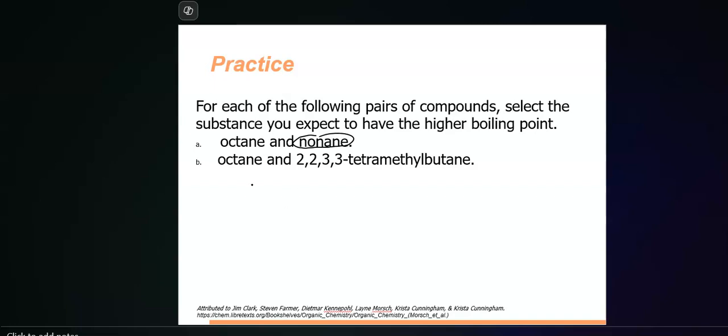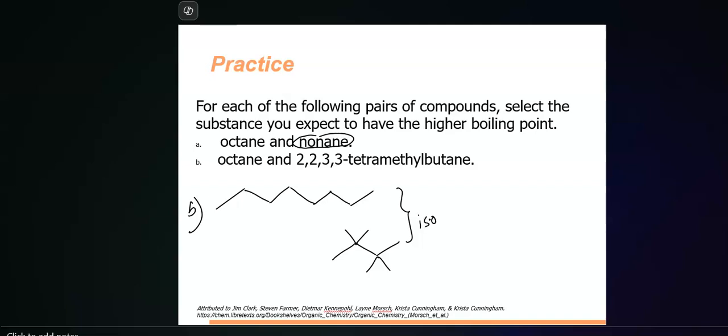In this next one, we have octane, which is 1, 2, 3, 4, 5, 6, 7, and 8. So we are solving question B now. And then we have 2,2,3,3-tetramethylbutane, so you are comparing octane with 2,2,3,3-tetramethylbutane. Now if you look at these, both are isomers.